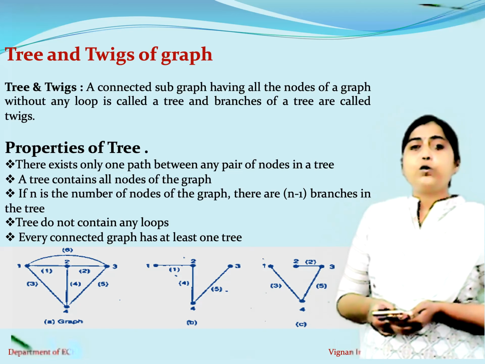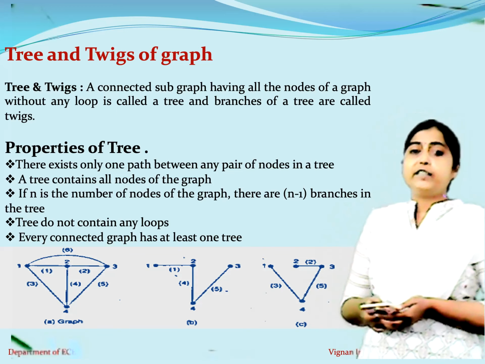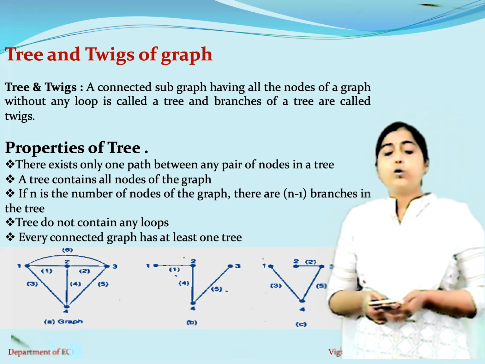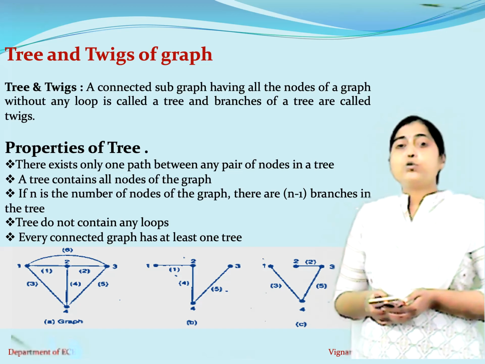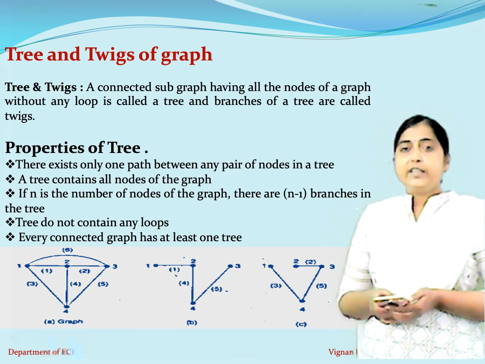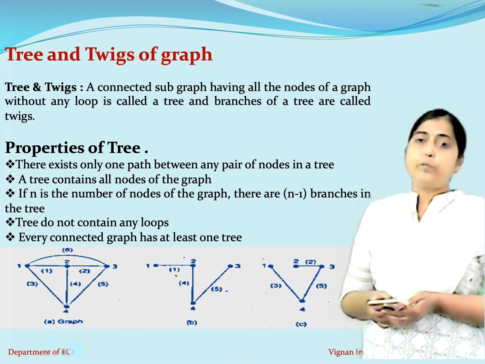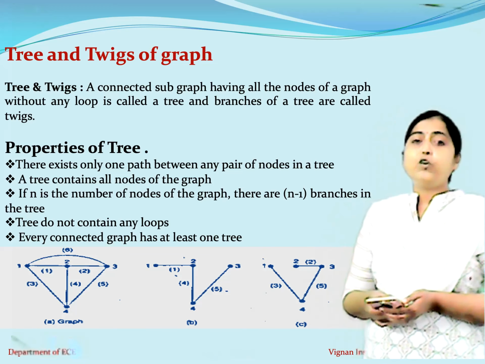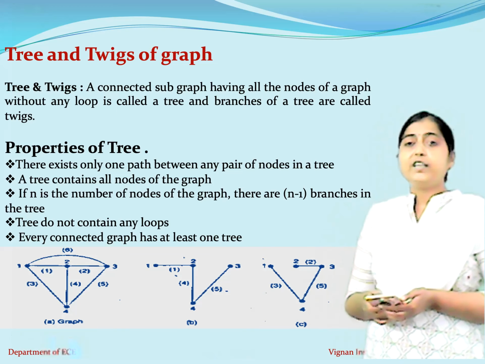There exists only one path between any pair of nodes in a tree. Please remember that. Between any two nodes in a given tree, there exists only one path. Why are we saying one path? Because every loop we have made open. So when you make every loop open, this is the tree that you are getting from that graph.